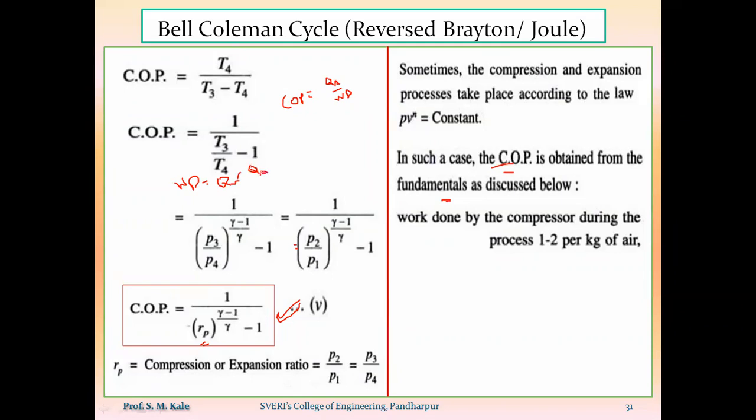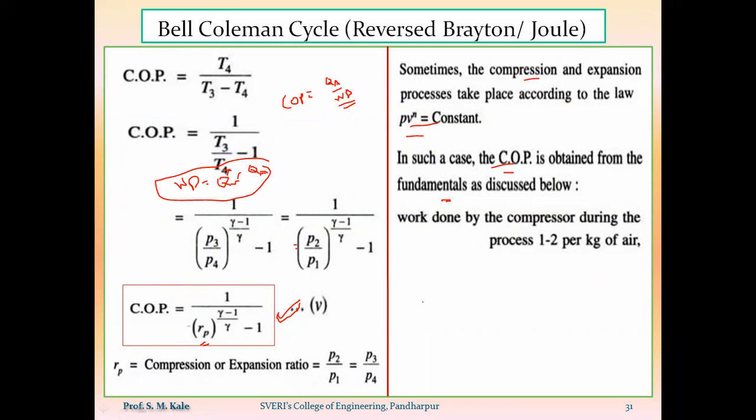Here our assumption was that both the compression and expansion processes occur according to the isentropic law. But if any one or both of the processes follow PV raised to n is equal to constant, that means the polytropic law, then we cannot calculate the work done by using this formula. Separately we have to calculate the work done during the compression process by using the polytropic law, and again separately the work done during the expansion process.